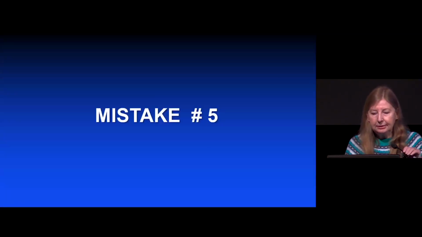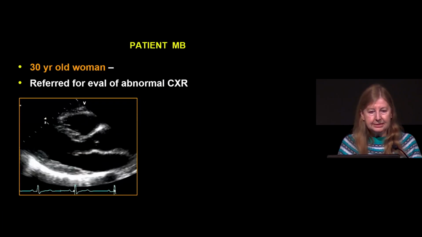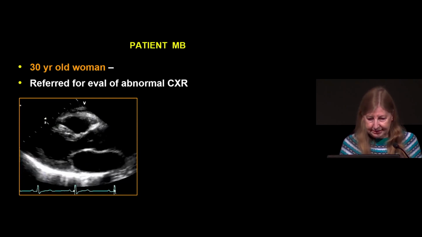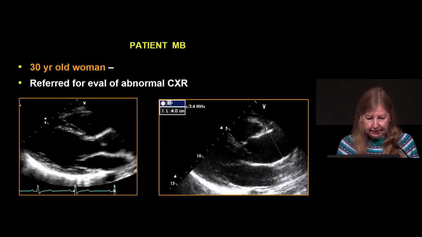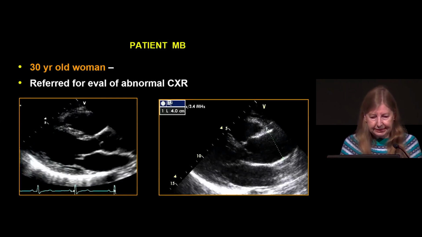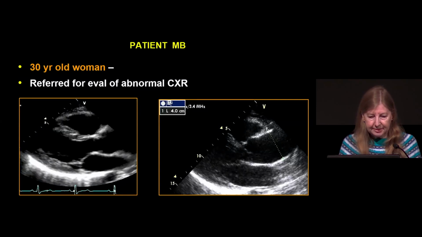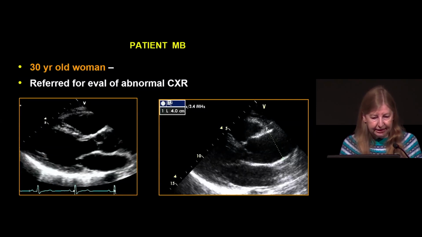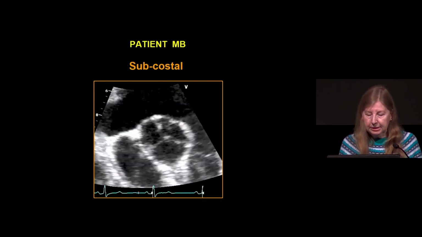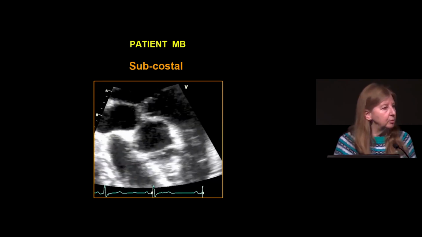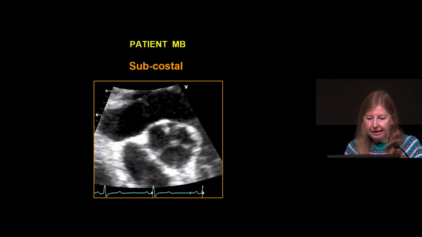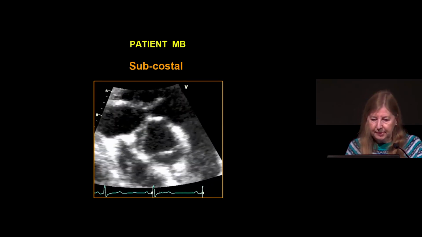Okay, mistake number 5. Here's a 30-year-old woman referred for evaluation of an abnormal chest X-ray. And here you can see her aorta is a little bit enlarged, 4 centimeters. She's a petite little body, only about 5 foot and weighs about 90 pounds. Left ventricular function, I think you'll agree, looks good. And she's also quite petite, and we always begin our imaging from subcostal, and we've got a nice view of this aortic valve here. Would everybody agree this is a 3-cuspid valve?